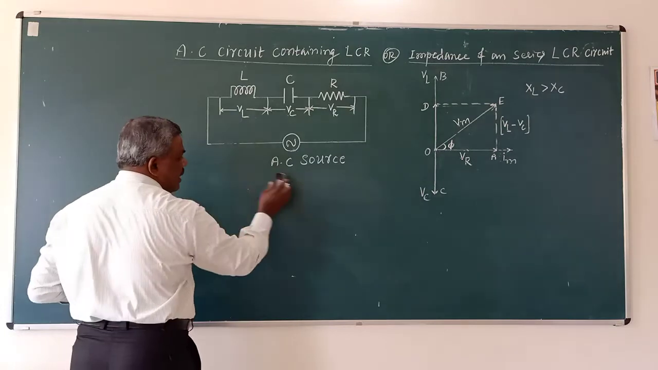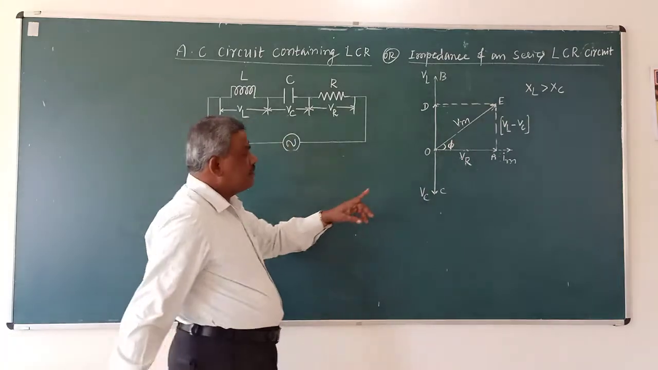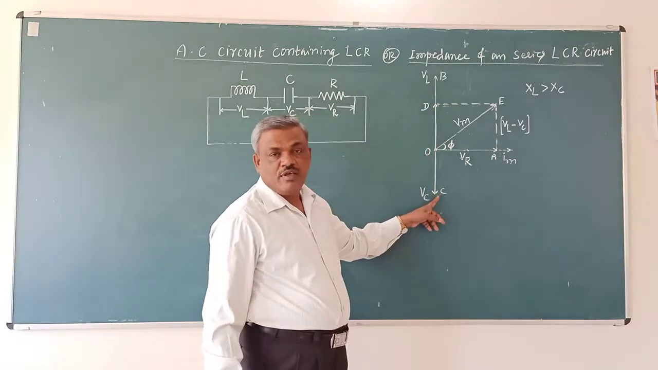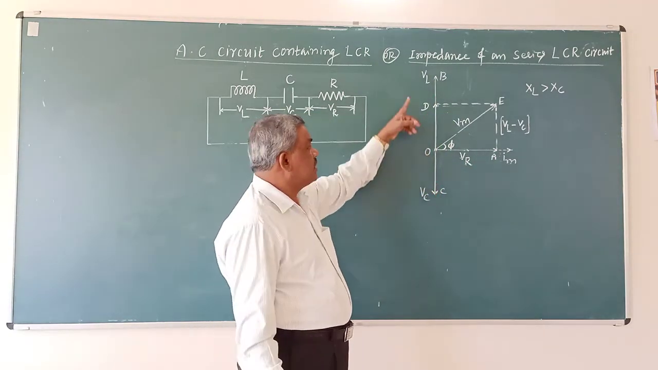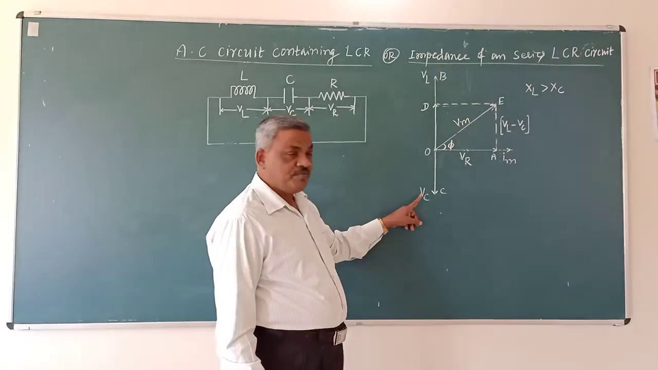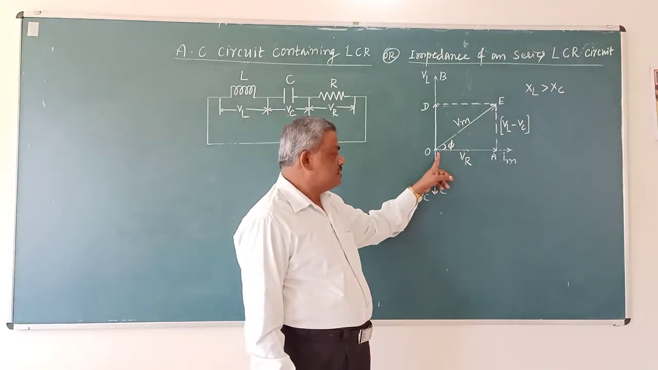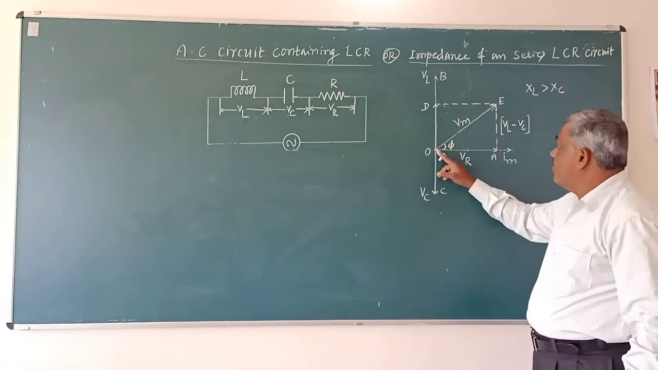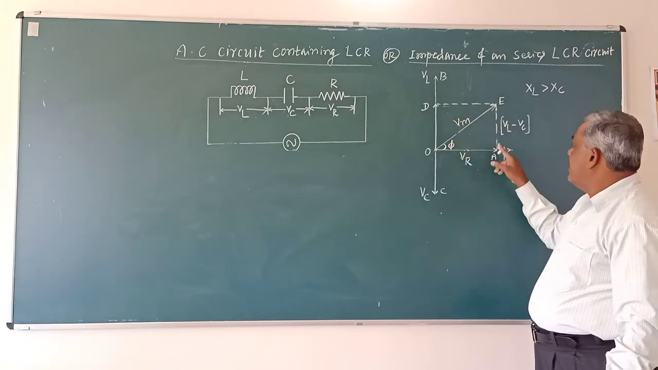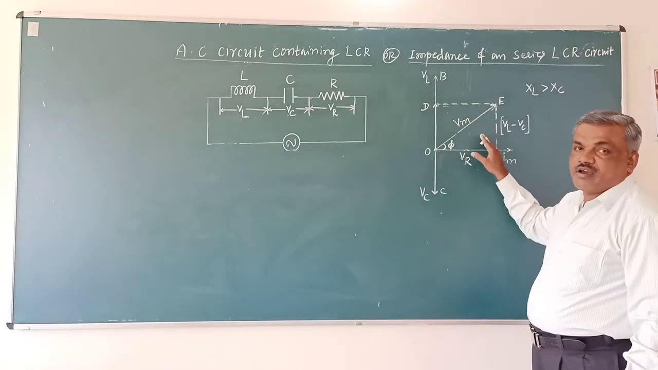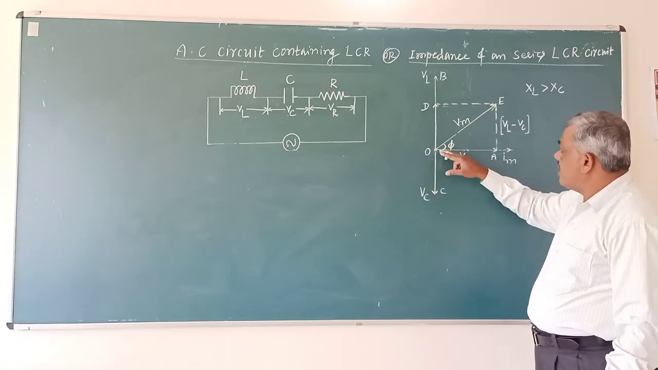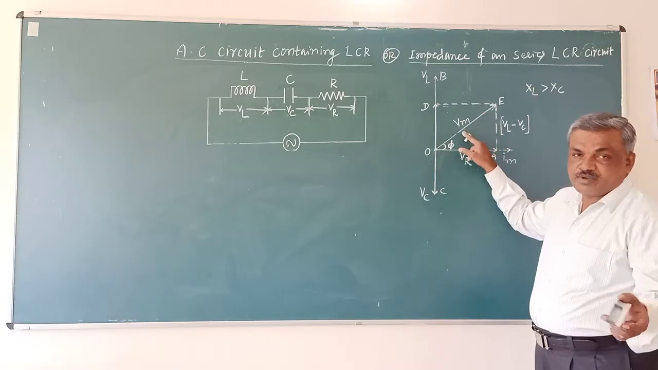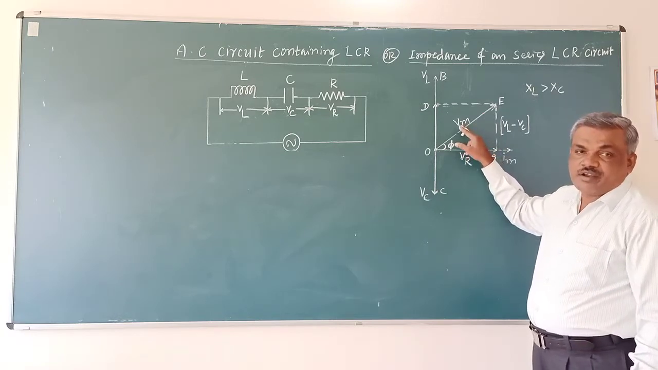So the phase diagram here has OB, OA, OC, which represent the potential difference across the inductor VL, the potential difference across the capacitor VC, and the potential difference across the resistor VR. Now construct the parallelogram O, A, E, D. This is a parallelogram, and this is the diagonal OE. The diagonal OE of the parallelogram represents the peak value of alternating voltage.